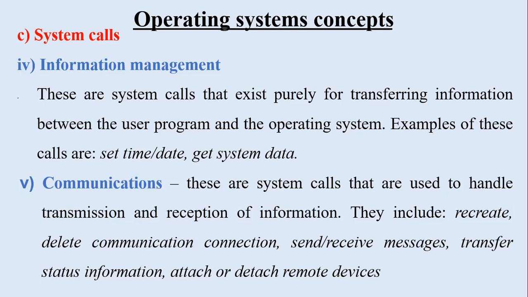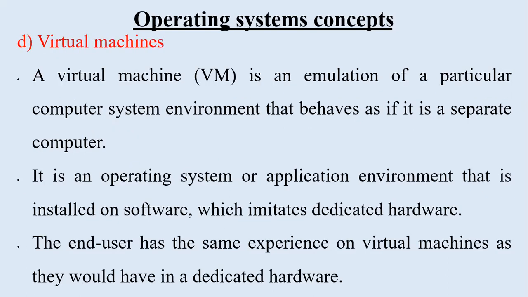The other type of system calls that we can have are what we call the information management system calls. These are system calls that exist purely for transferring information between the user program and the operating system. Examples of these calls are set time or date, get system data, amongst others. And the fifth category of system calls are those for communications. These are system calls that are used to handle transmission and reception of information. They include create and delete communication connection, send or receive messages, transfer status information, attach or detach remote devices.